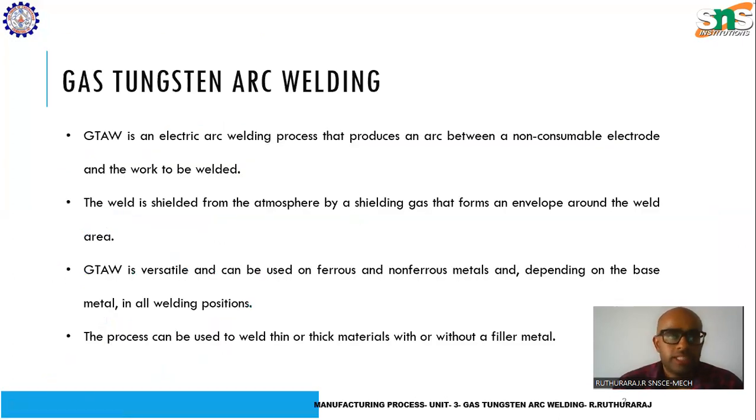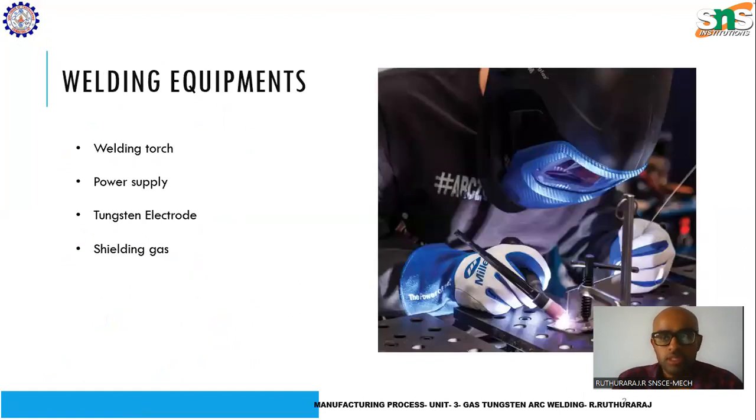So, the gas tungsten arc welding process. The important thing to note here is that the electrode used is a tungsten electrode. I'll show the image. As you can see here, the welder is using an electrode, and the electrode used here is tungsten. Tungsten has a very high melting point, around 3200 degrees Celsius. The welding temperature generated is around 1500 to 2000 degrees Celsius.